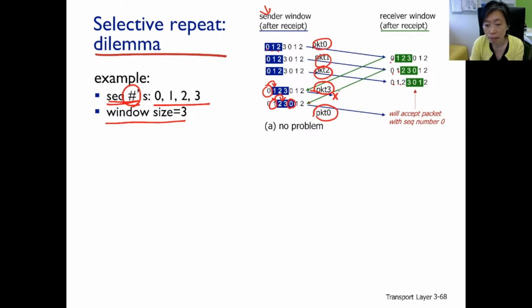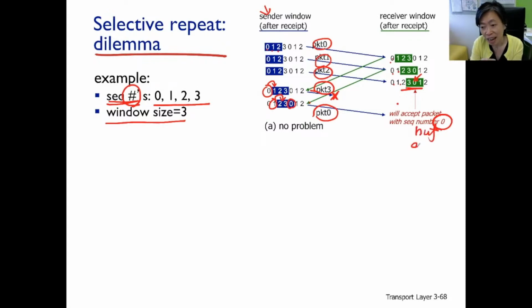Now, if packet number 3 did not arrive at the receiver, all right, receiver here will see, all right, I got the packet 0. And you know what? Within my window, I am indeed expecting someone carrying sequence number 0. So this one will be what? Buffered.